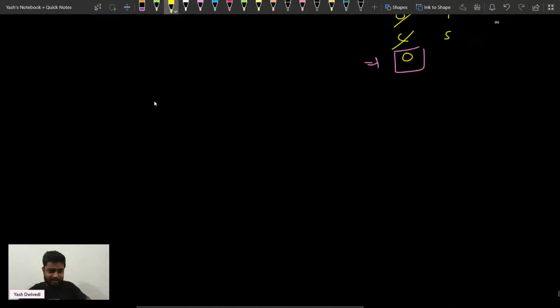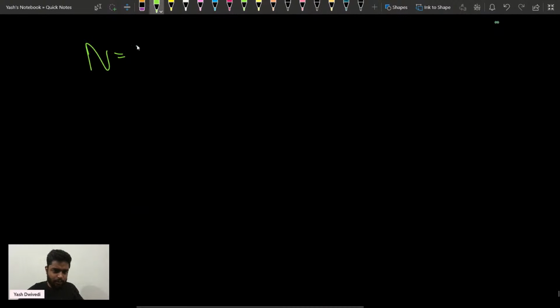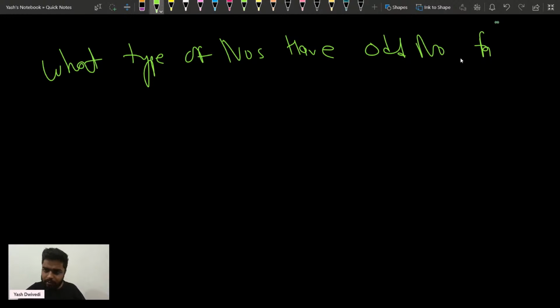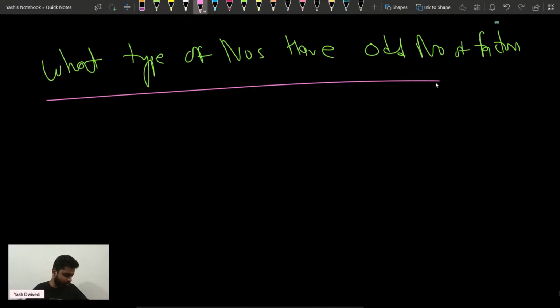Okay, so you can see that for n is equal to 10, if you write any n, let's say n is equal to 20. For n is equal to 20, let's say you write any value, right? So what type of numbers have an odd number of factors? The kind of numbers that have an odd number of factors is what?